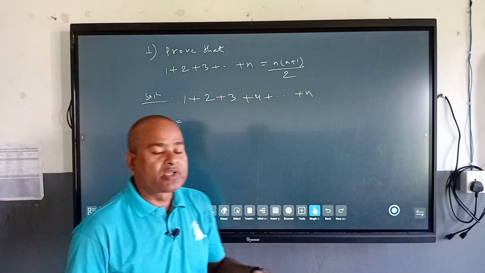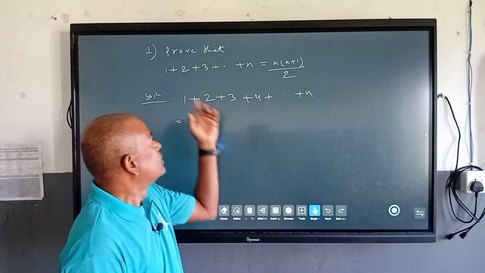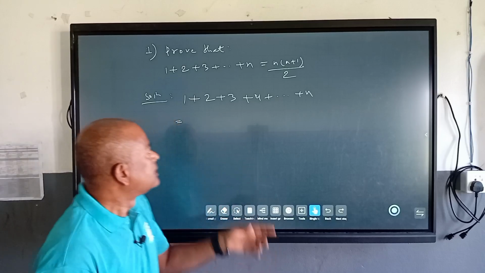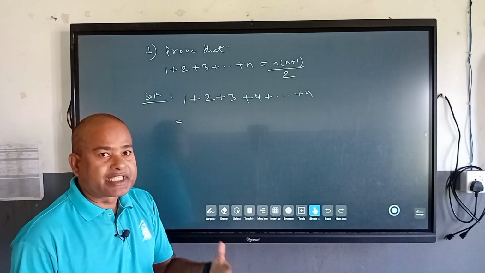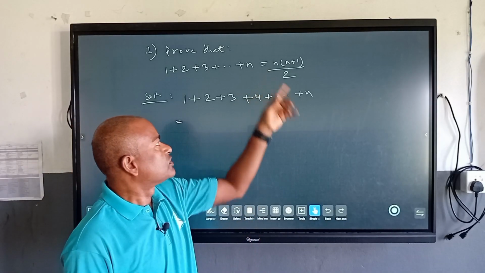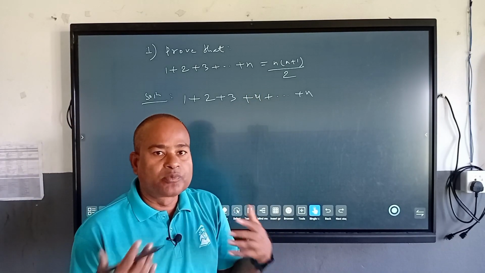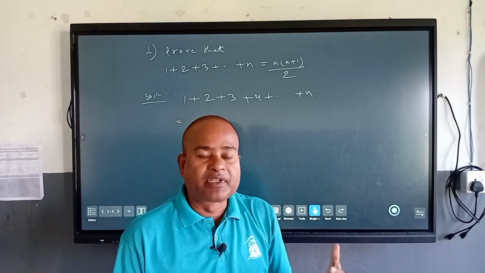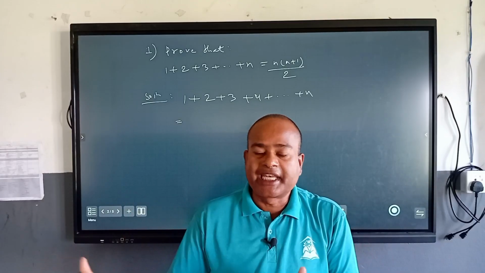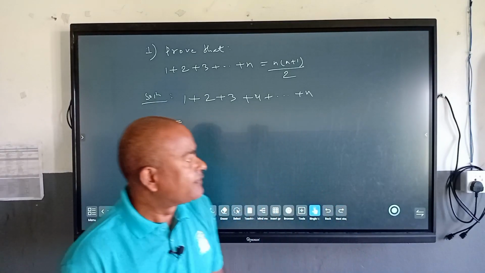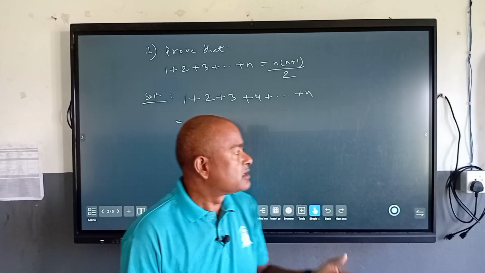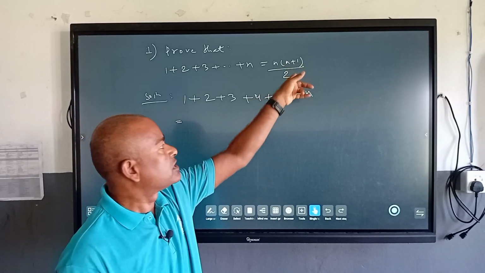Dear students, we are going to prove the first formula, which is the sum of the first n natural numbers. The sum of the first n natural numbers, that means 1 plus 2 plus 3 plus ... plus n, is equal to n times (n plus 1) over 2. Dear students, if we are given any number of the first n natural numbers, then we can easily find the sum of the series by using the formula Sn equals n times (n plus 1) by 2.